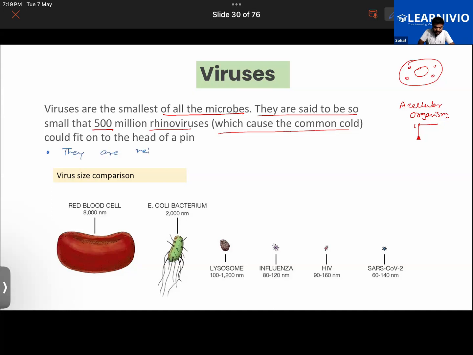They are neither prokaryotes nor eukaryotes. And when they are outside the host body, they will not show any symptoms. They will not show any signs of life. It is only once they get inside the cells of the host organism, they start to grow, they start to respire, they start to feed, they start to excrete and move on their own. Is that clear?